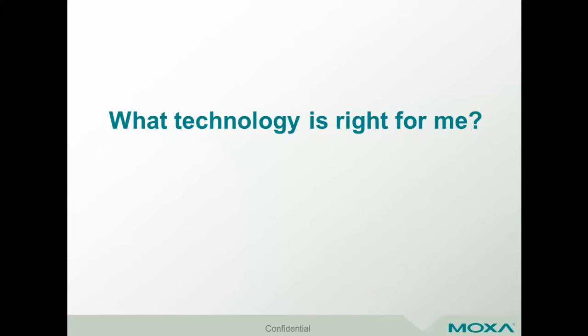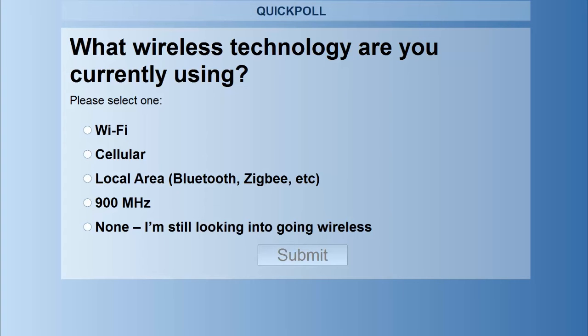So we're going to start our first poll here. I'm going to have a couple of these for you guys today. Curious to know what wireless technology you are currently using. Are you using Wi-Fi, cellular, local area, something like Bluetooth or Zigbee, 900 megahertz, or are you still looking at going into wireless? We'll give you guys just a few seconds to answer that.